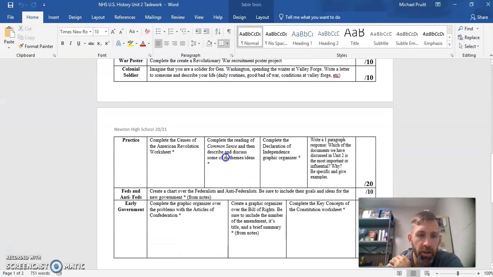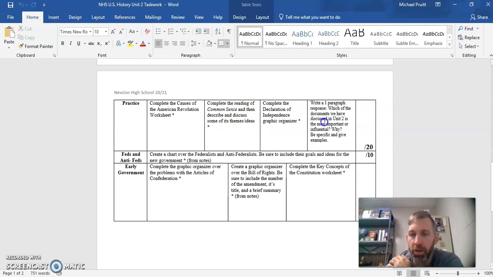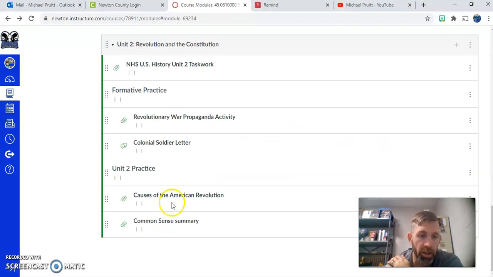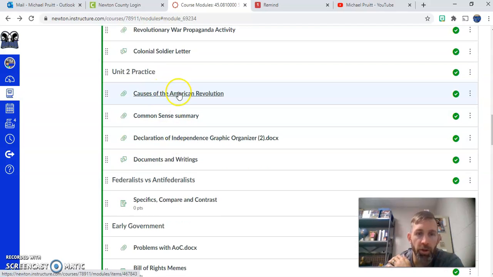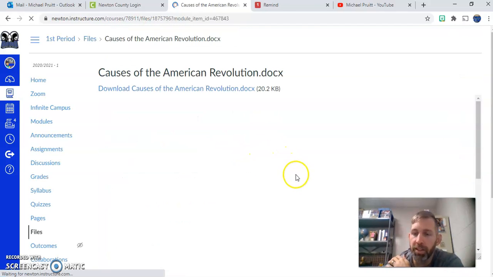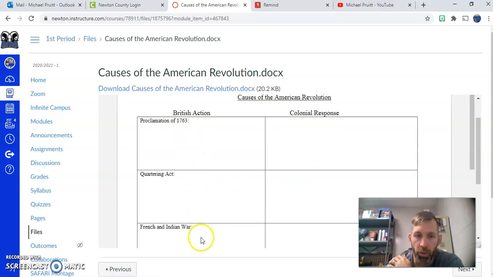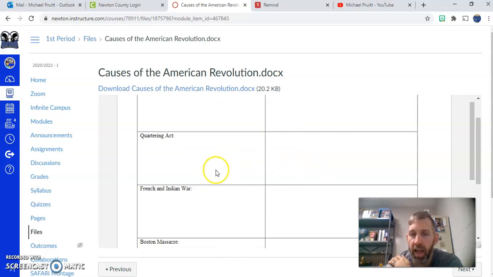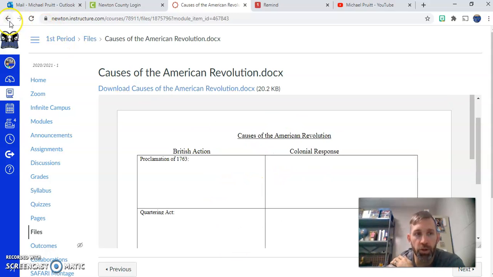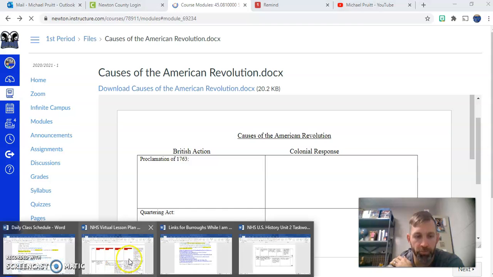Next thing on the list, several different organizers that we have already done during class. So all of the remaining things should be done because we did them during class. All right, so let me go back to our Canvas page so that I can pull them up and show you. So causes of the American Revolutionary War, we did this one of the very first days of the actual unit. Remember, you took notes on what these events actually were, and then you wrote in your own words, your own ideas, what the colonial response would have been to these actions.